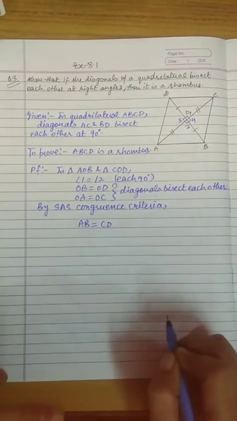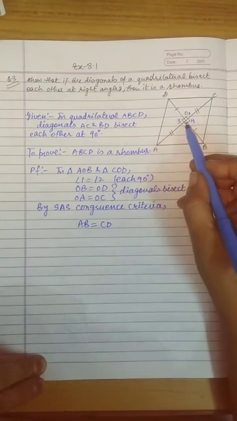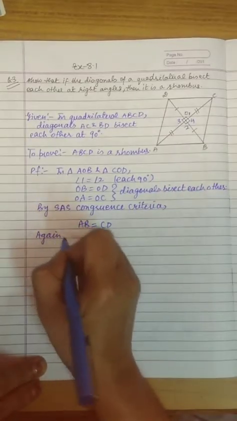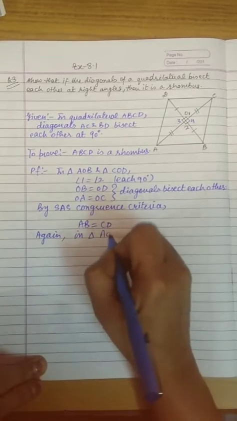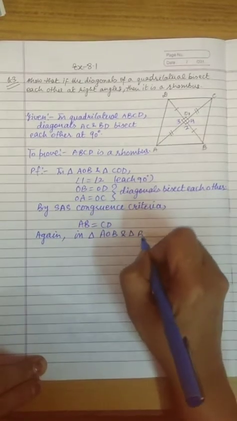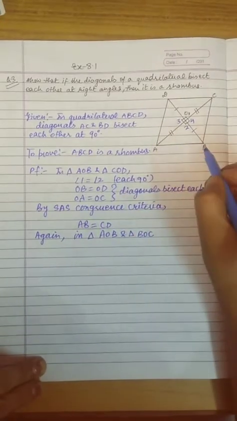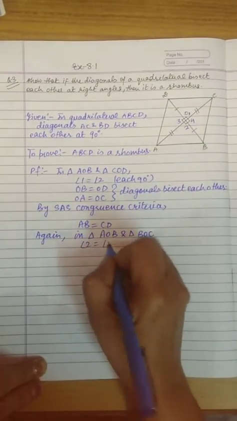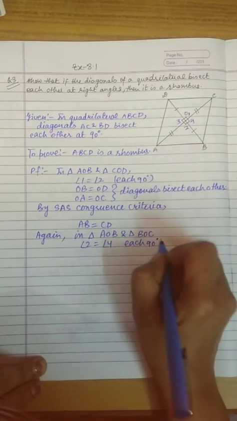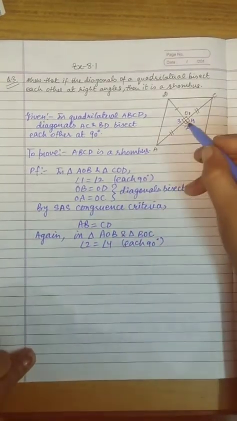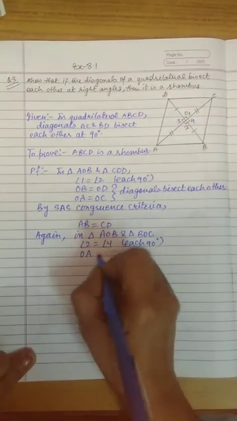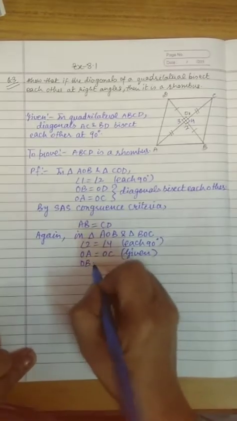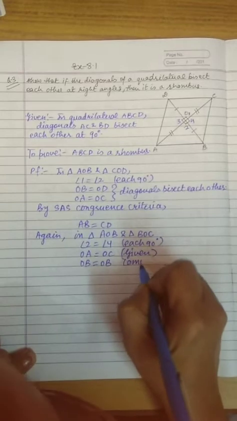Then we will take two adjacent triangles, that is triangle AOB and triangle BOC. Again in triangle AOB and triangle BOC, already angle 2 is equal to angle 4, each 90 degrees. Then OA is equal to OC, it is given to us. And then OB is equal to OB, that is common.